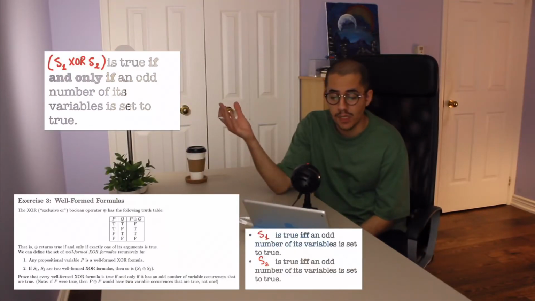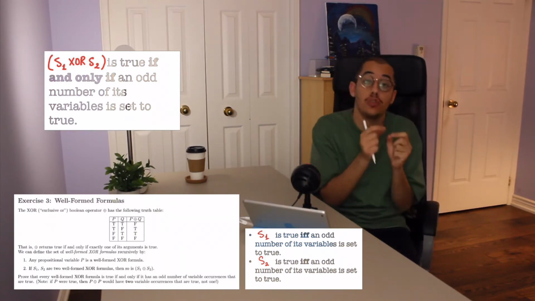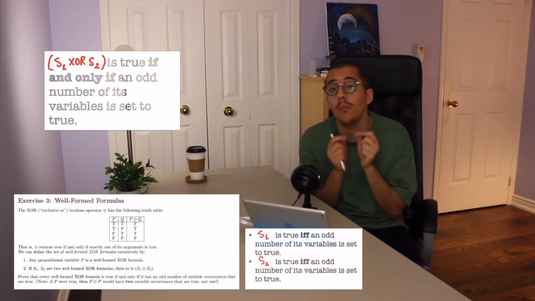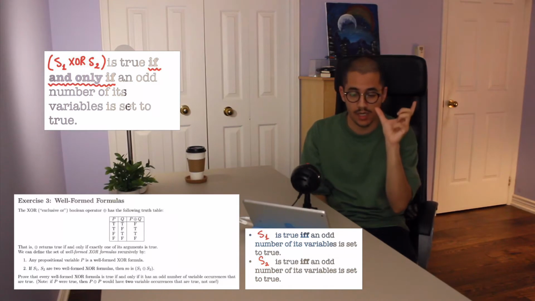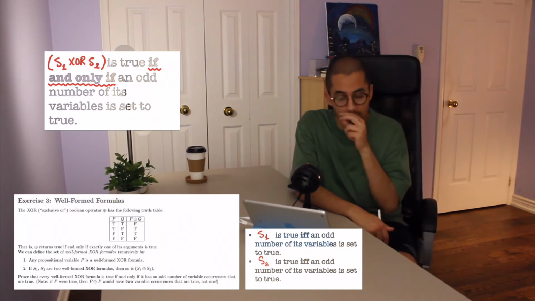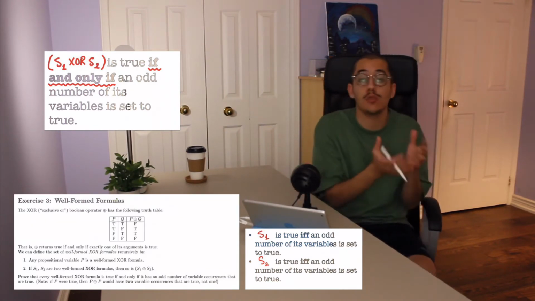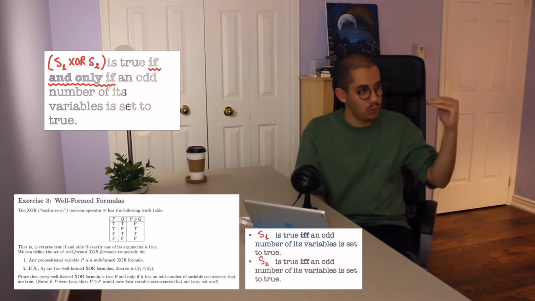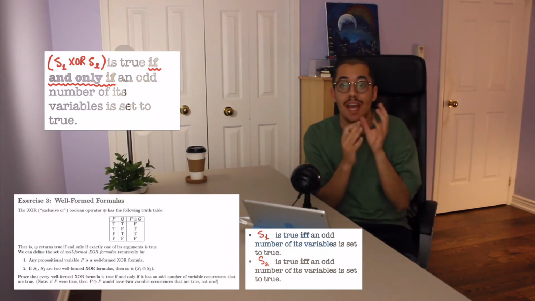The next step would be to prove that S1 XOR S2 is true if and only if, remember that part, an odd number of its variables is set to true. Again, remember the if and only if section. Now, why do I focus on that? If you remember from MAT 102, mathematical proofs, and for some of you who don't, when we say if and only if, that means when you say the sentence one way and then backwards, it still stands true.